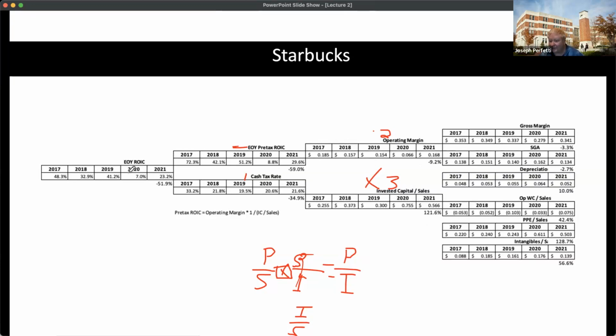Everyone with me so far? And we got a story of what's going on with Starbucks. Second level drivers. What drives operating margin? Operating margin is EBIT divided by revenue. Now I go 1 level down, click down on the income statement.